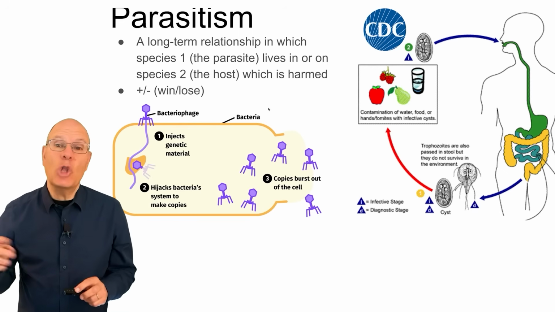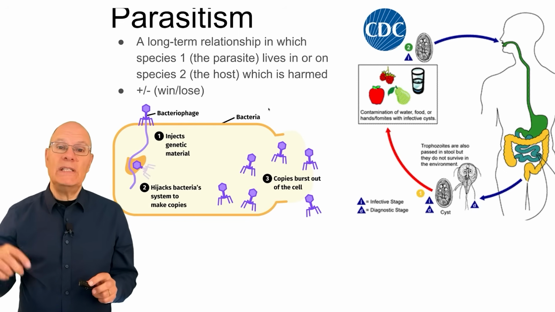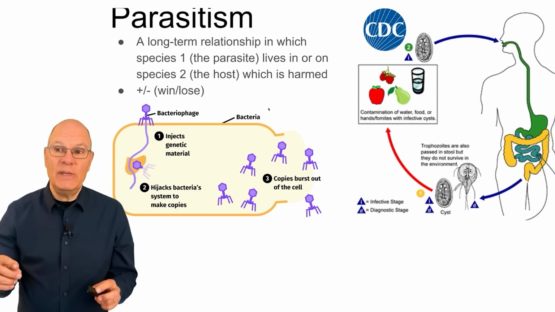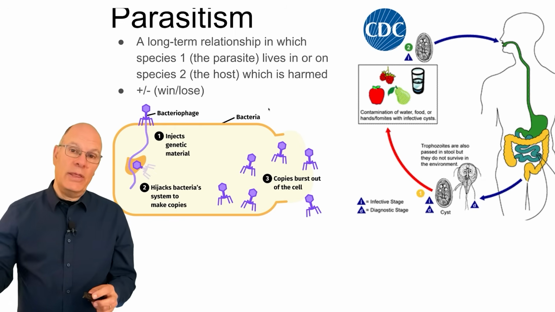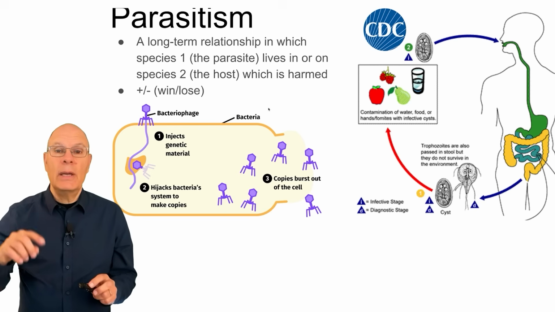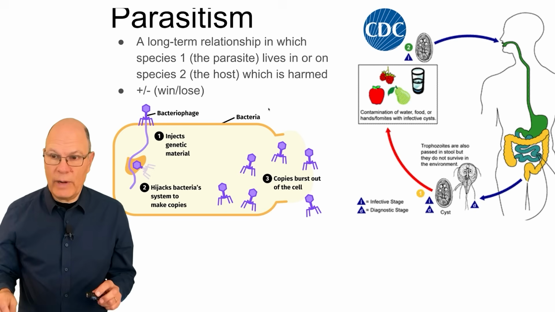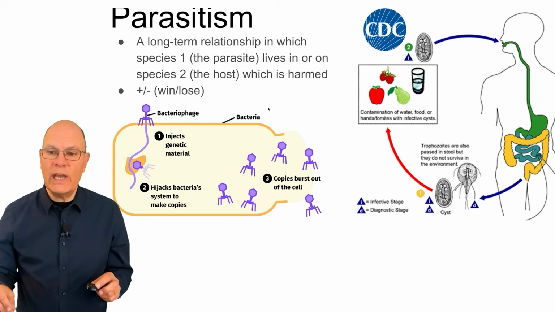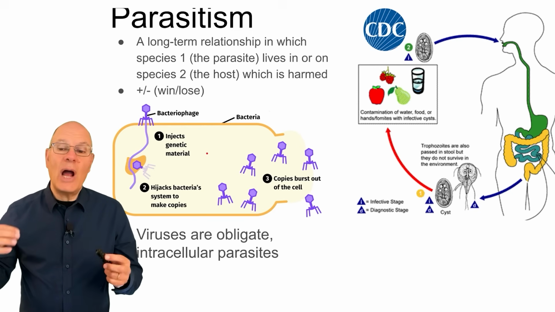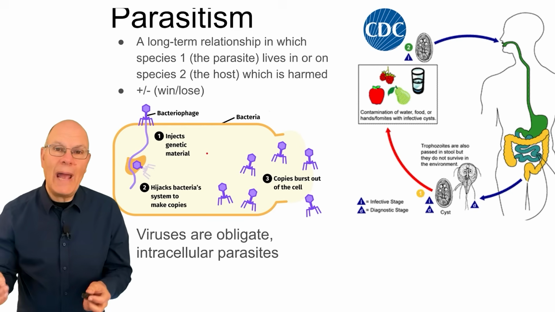Parasitism is a long-term relationship in which species 1, the parasite, lives in or on species 2, which is the host, and the host is harmed by that interaction. So it's a plus-minus win-lose interaction. Here are two examples. One involves viruses. Viruses are obligate intracellular parasites.